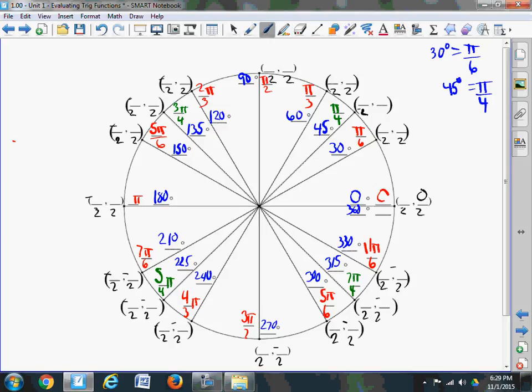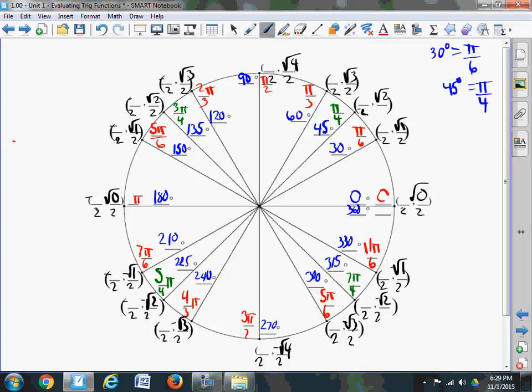So 0, square root of 1, square root of 2, square root of 3, square root of 4, square root of 3, square root of 2, square root of 1, square root of 0, square root of 1, square root of 2, square root of 3, square root of 4, square root of 3, square root of 2, square root of 1, back to 0.